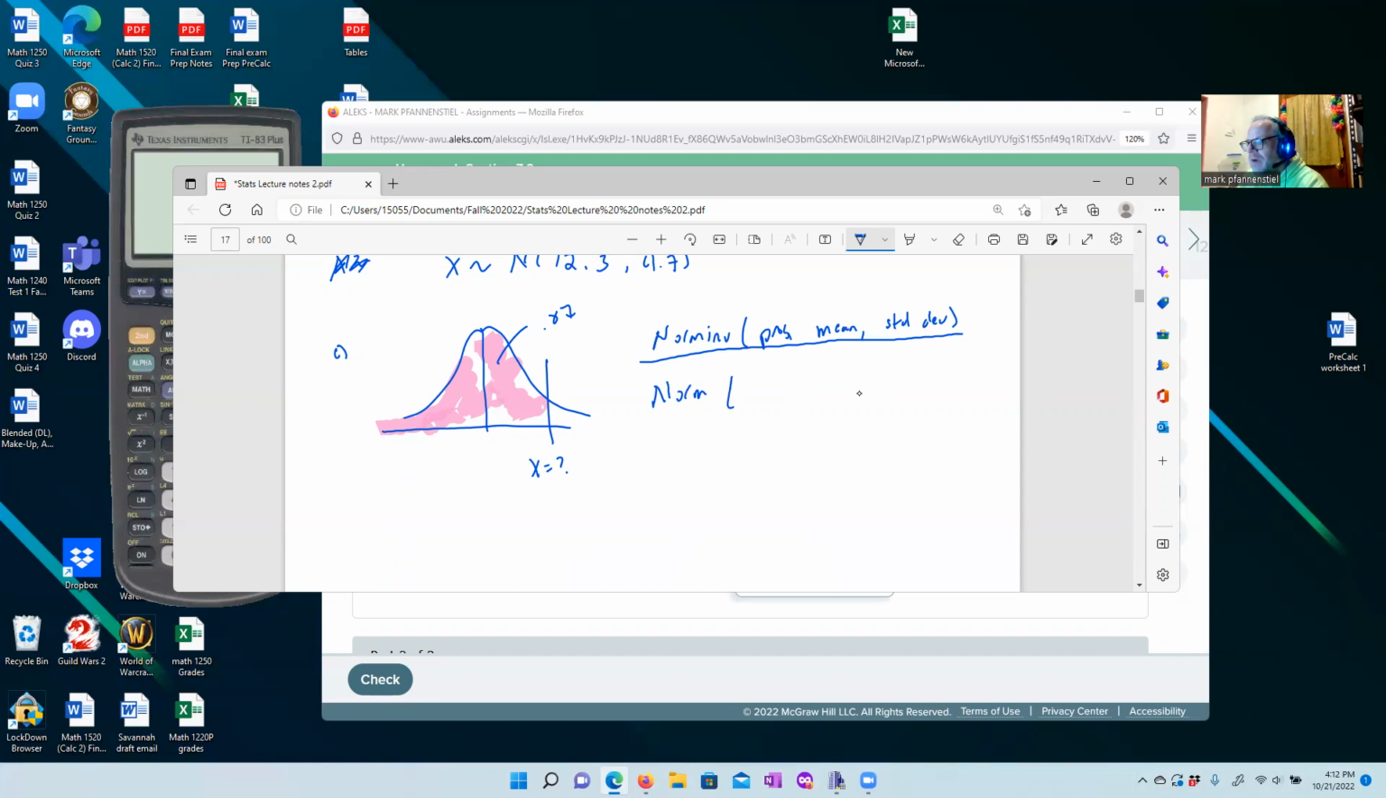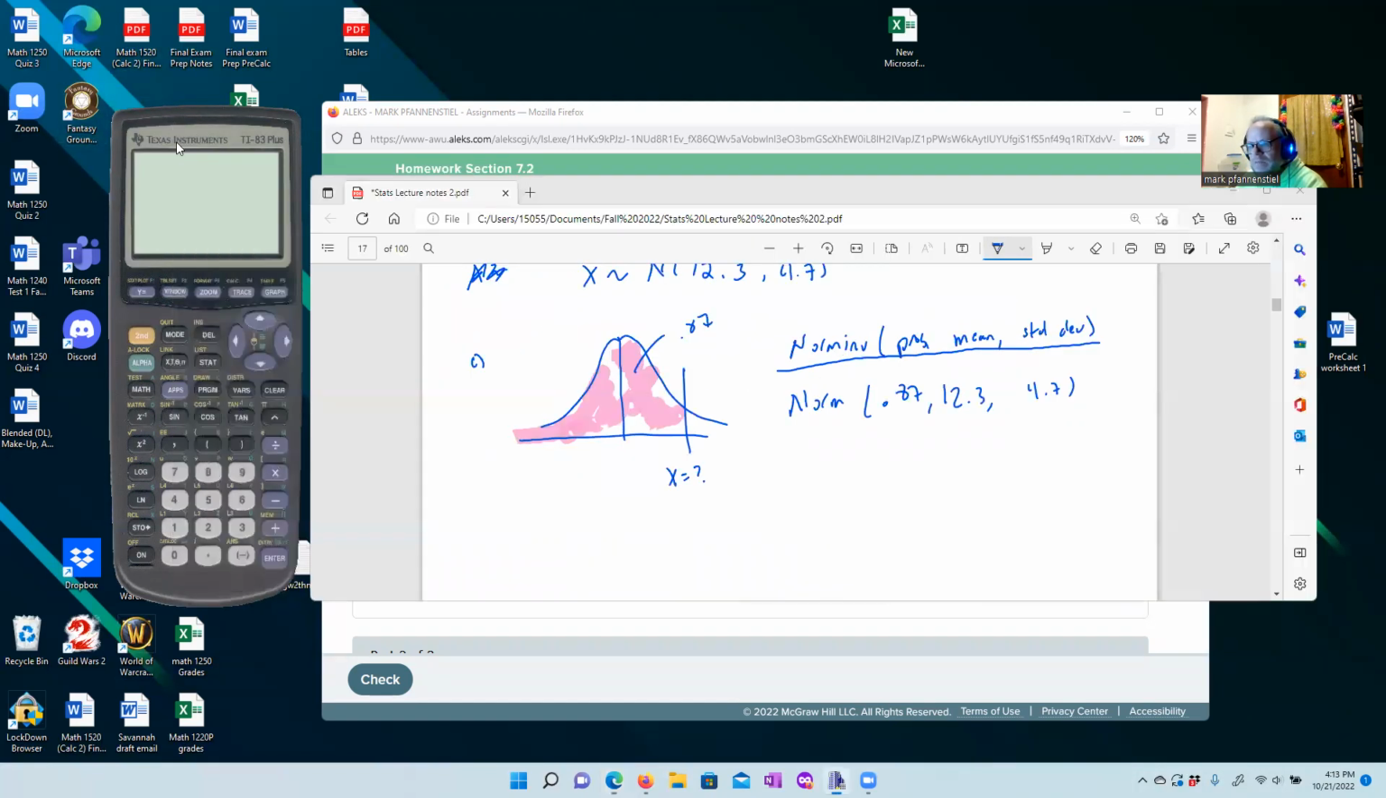The probability is, in this case, 0.87. You don't need the leading zero, but you can put it in if you'd like. Our average was 12.3, and then we have 4.7 pounds. That's our standard deviation. So we're going to go back to our calculators here.